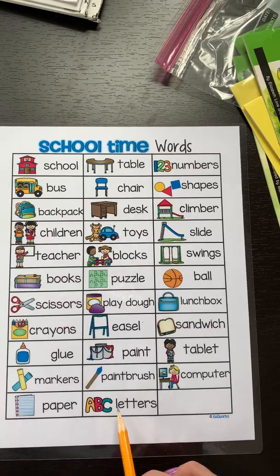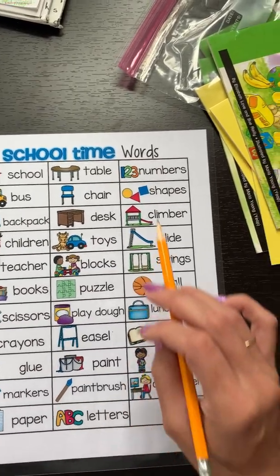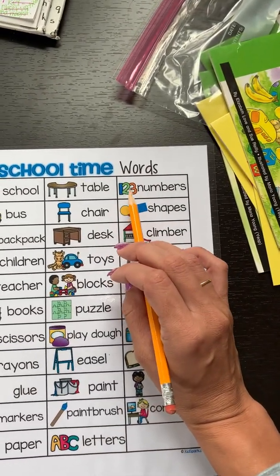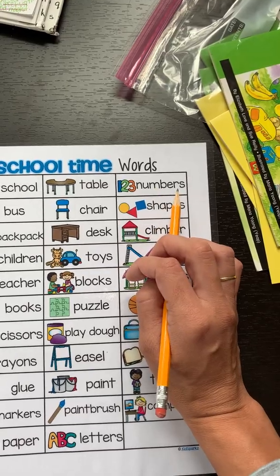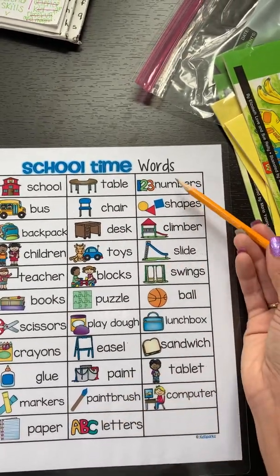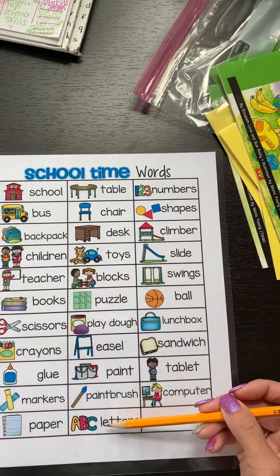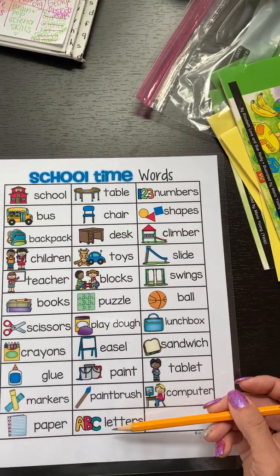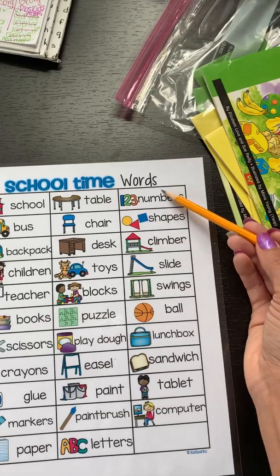A, B, C letters we learn. At the top, 1, 2, 3 numbers we learn. Now there's a difference between letters and numbers. Letters make sounds and make words. Numbers we count.